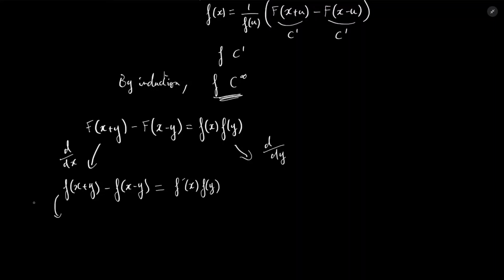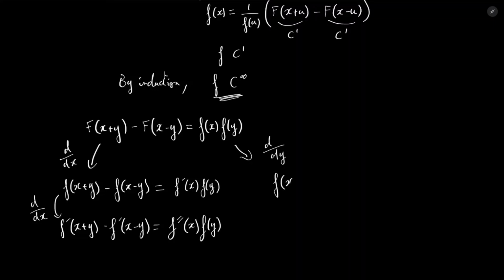Let's differentiate that by x one more time, and we have f prime of x plus y minus f prime of x minus y is equal to f double prime, the second order derivative of x, times f of y. When we differentiate by y, what we obtain is f of x plus y plus f of x minus y. The reason why we have a plus here is that it's because of the minus y that we can see here, so the minus becomes plus. And this is equal to f of x times f prime of y.